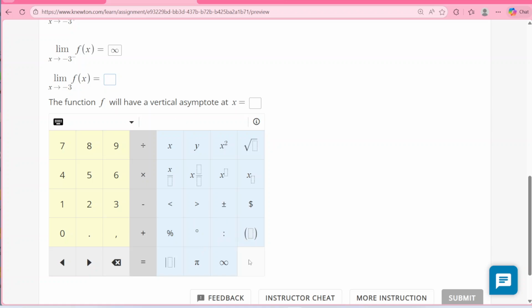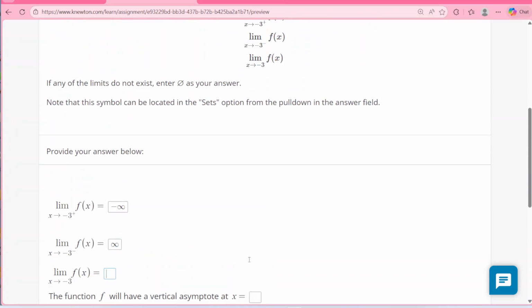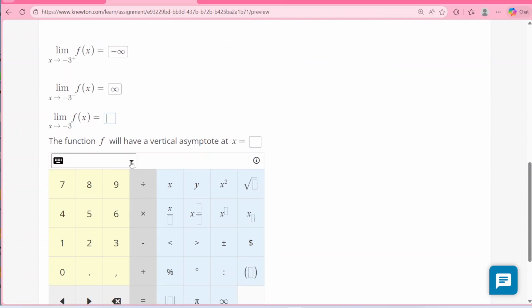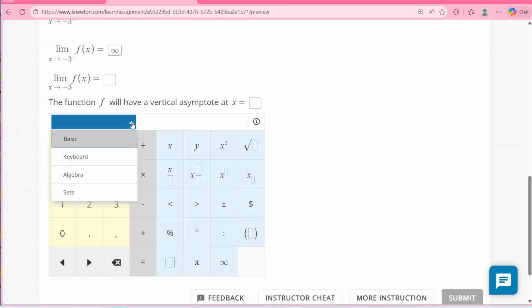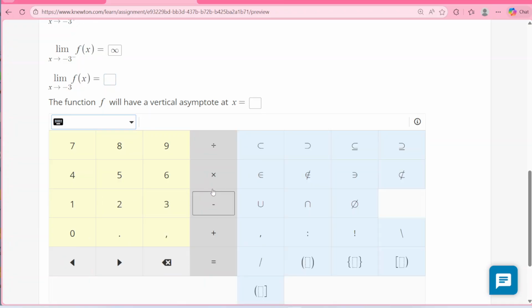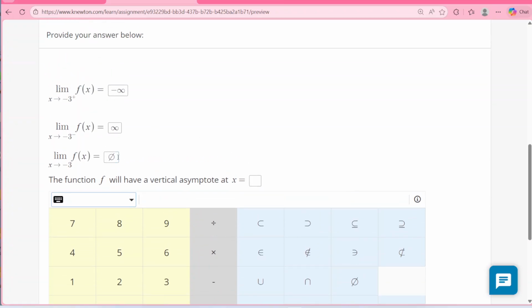All right, now the empty set symbol doesn't show up, but if you don't see a symbol on your keyboard, you can drop down, go to sets here, and it should be there, the empty set symbol. It's a set. So that's it, does not exist.